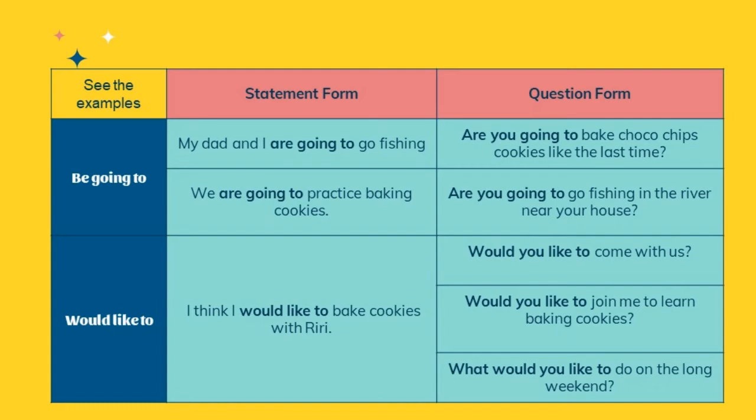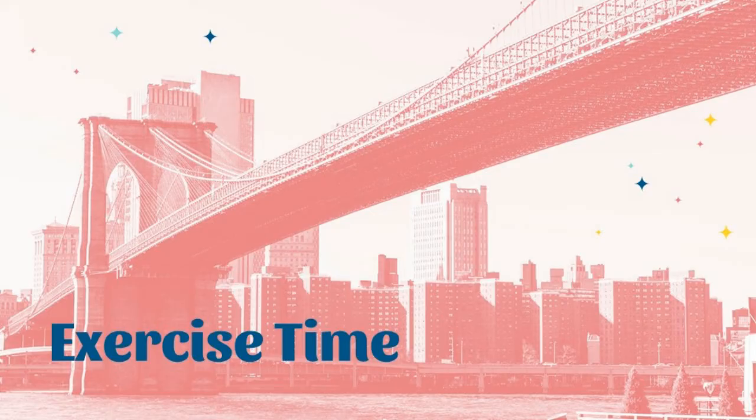So for the last sentence, it is a bit different because it is a WH question. So it is started with a WH word, which is what, and then followed by would, followed by you, and like to, and the simple form of the verb, which is do. So for the last sentence, did you get it, everyone? Now let us have an exercise to understand better about the material. So it is exercise time.